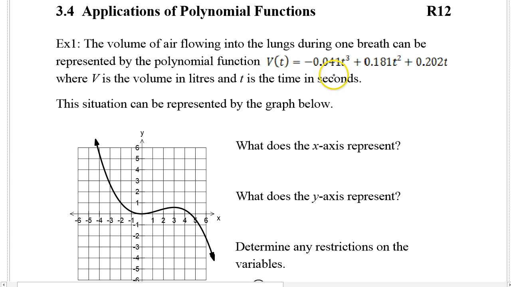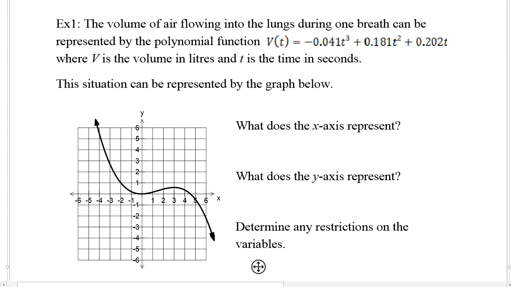Looks like it's a cubic function, right? And it's got a negative leading coefficient, and here it is graphed. The situation can be represented by the graph below. So we would be using some type of graphing technology to produce that. I can put it into Desmos and such.